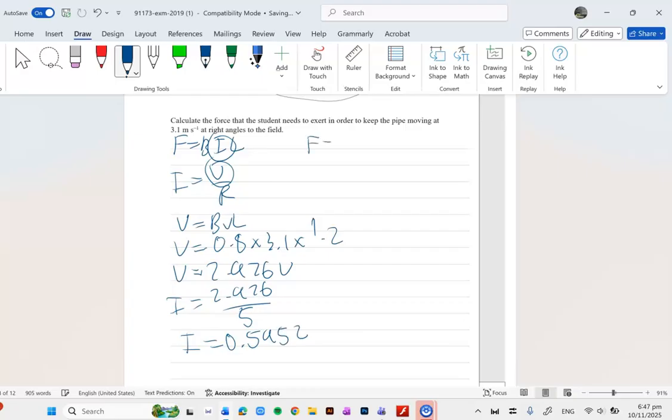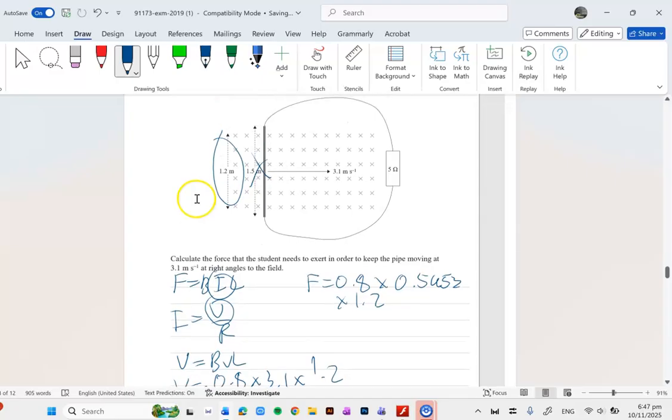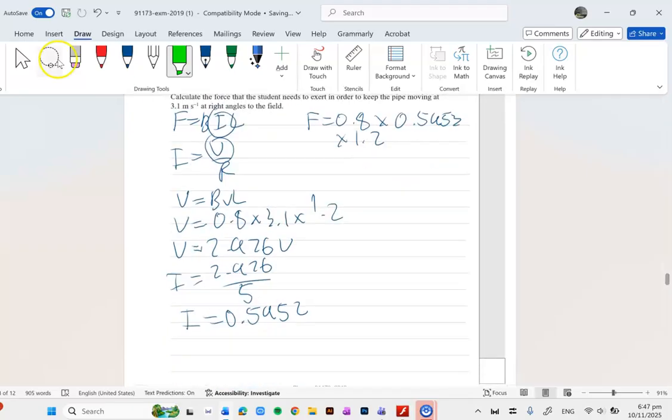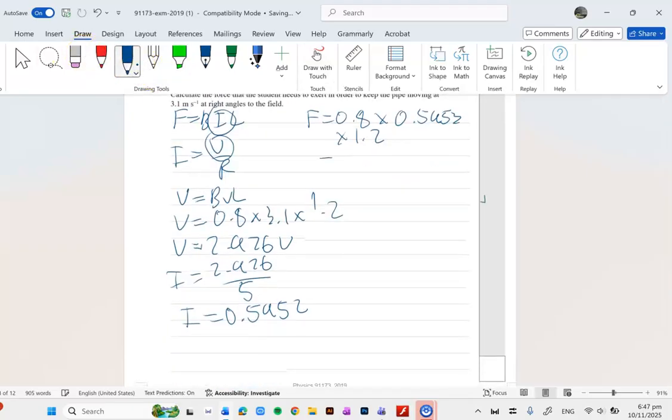0.5952. Going back up here, F equals 0.8, the magnetic field, times 0.5952 times 1.2, because it's anything that's within the magnetic field. That's actually gone out, but whatever. So F equals 0.8 times 0.5952 times 1.2. That's going to equal 0.571392. So F equals 0.57 newtons. Done. 13 minutes and 12 seconds.